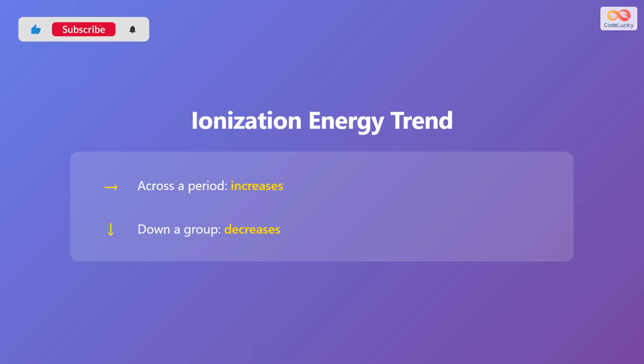Ionization energy shows the opposite pattern to atomic radius. As we move across a period from left to right, ionization energy increases. The stronger nuclear charge and smaller atomic size make it harder to remove electrons. Moving down a group, ionization energy decreases. The outermost electrons are farther from the nucleus and more shielded by inner electrons, making them easier to remove despite the greater nuclear charge.